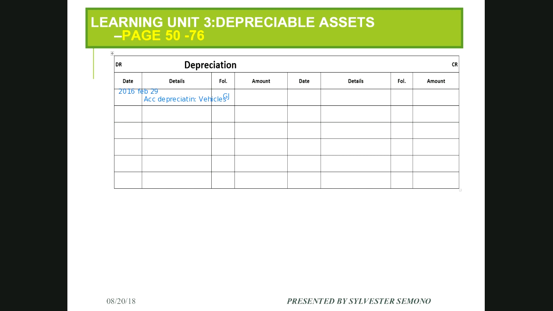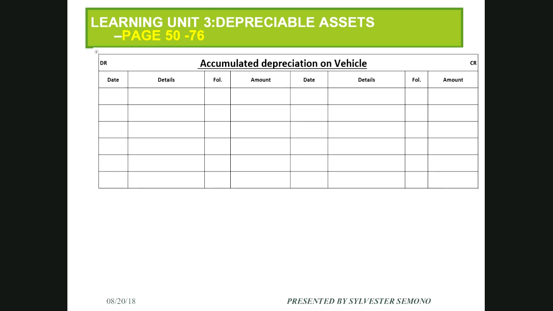And we must also transfer to the accumulated depreciation under which side? Double entry system. Credit, on the credit side. So we must go to the accumulated depreciation here on the credit. 2016, step 29. Contra, please. What is that? Contra account. Depreciation. That one, don't worry.